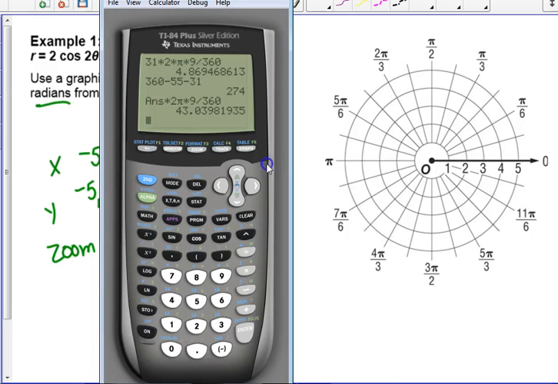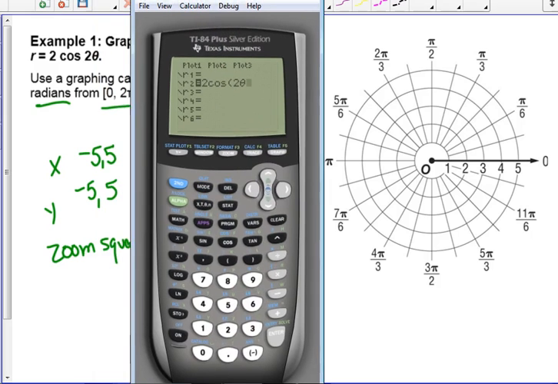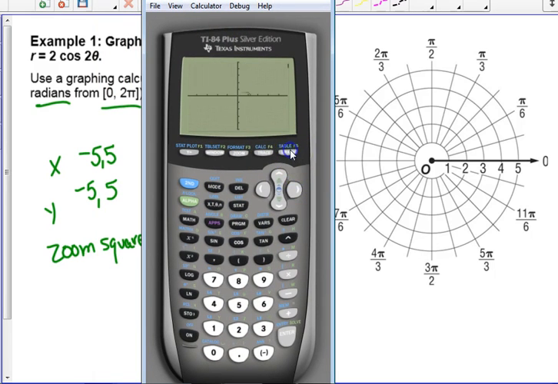All right, so what did you get for this guy? 2 cosine 2 theta, is that what it says? Right underneath my little thing here, 2 cosine 2 theta. Did you get a little 4-leaf something? Are you in radians? That's my first question. Now did you get a little 4-leaf something? Okay. Can you tell how long the leaves are?